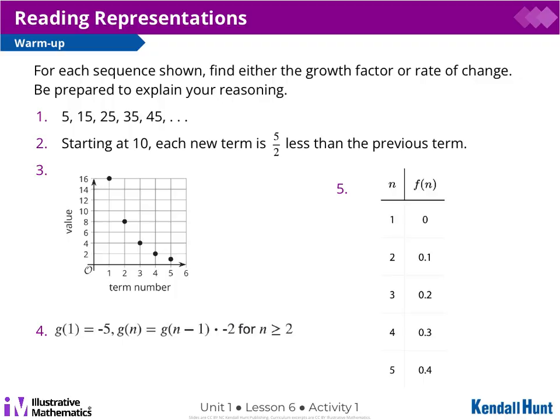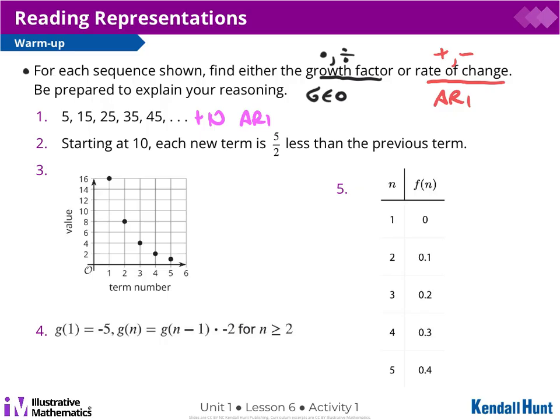Okay, so whenever we have an activity, the first thing we have to do is make sure that we read the directions carefully. For each sequence shown, find either the growth factor. Growth factor only goes with geometric sequences, and we know that with geometric we multiply or divide. Rate of change goes with arithmetic sequences, and for arithmetic sequences, we add and subtract. So now, all we've got to do is find the growth factor. So for the first one, 5, 15, 25. So we're adding 10, which makes this an arithmetic sequence.